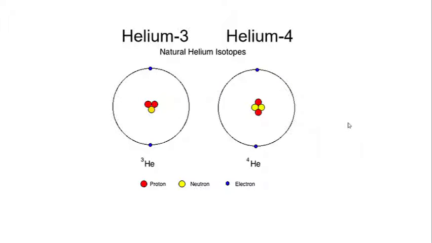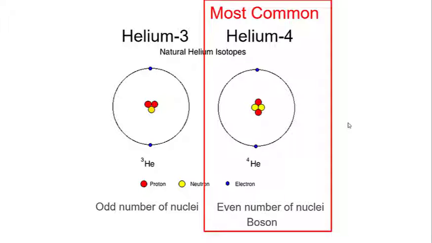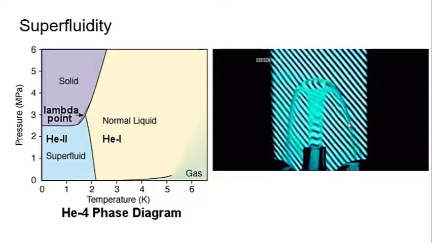Its most common isotope is helium-4, which is that 2 protons, 2 neutrons. But there is a helium-3 as well. That is a very uncommon isotope, but it happens. Helium-4, because it has an even number of nuclei, is considered a boson, whereas helium-3, it's got an odd number of nuclei, 2 protons, 1 neutron. It is actually a fermion.